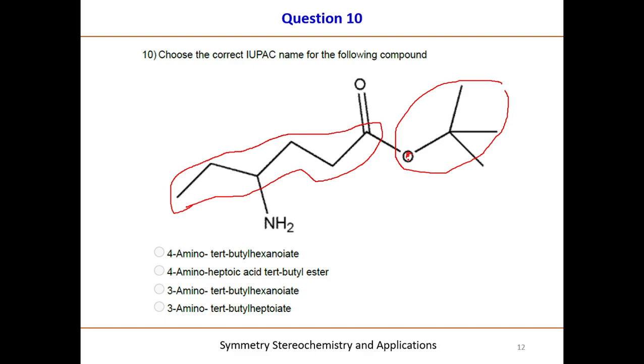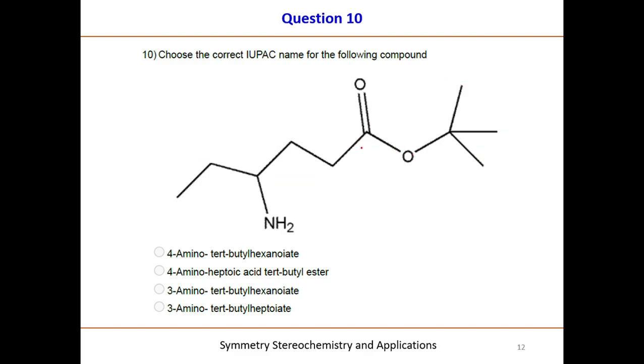Prefix means the substituent present on the longest linear carbon chain, and suffix is the highest priority functional group. So here we can see we have an ester group on the parent chain. So this is the highest priority functional group over amine. We have amine also, but the ester has higher priority compared to the amine group. So that's why we will consider ester as our suffix or highest priority functional group.